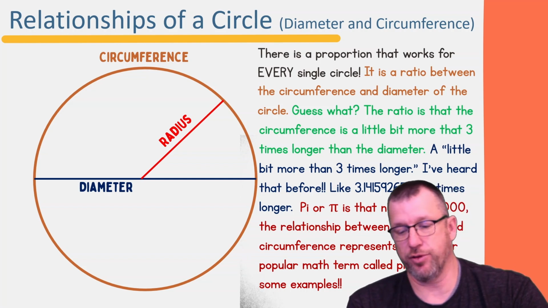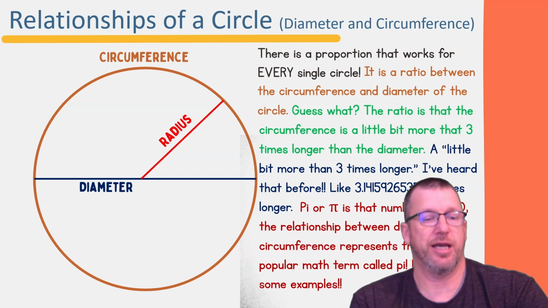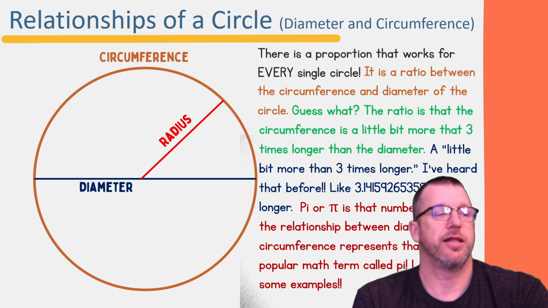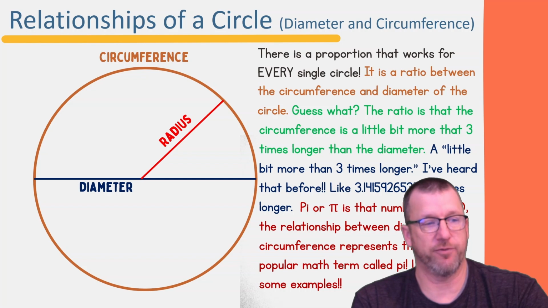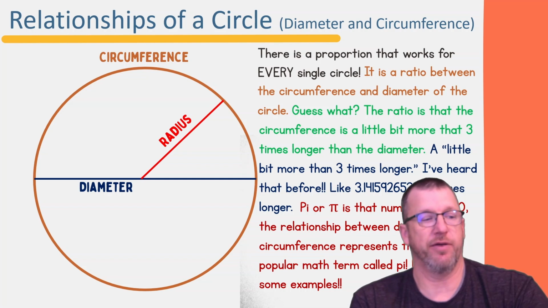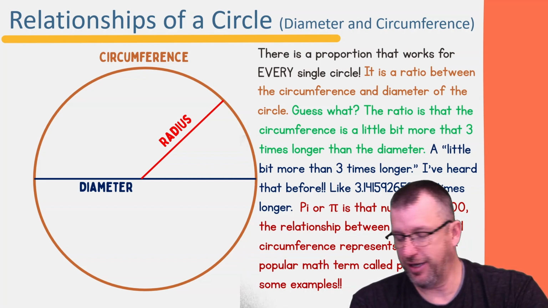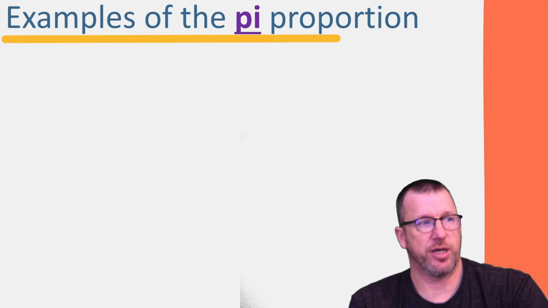When you see that number, 3.14, you're saying that you understand that pi represents the ratio of circumference and diameter. It's telling us that if we take that diameter and multiply it by pi, it's always going to give us the circumference of every single circle we do. Okay, so let's look at an example.